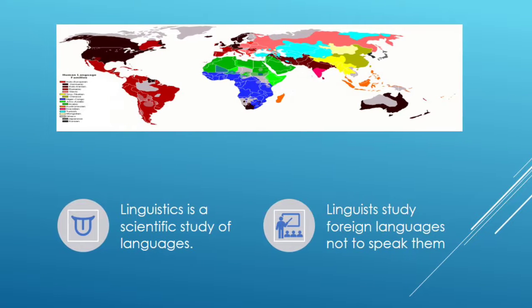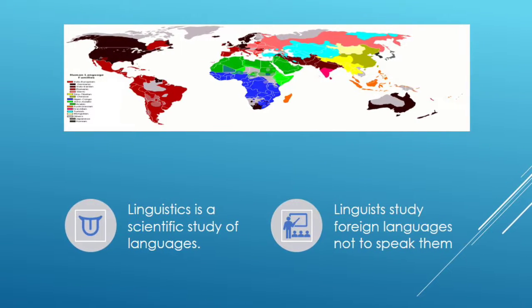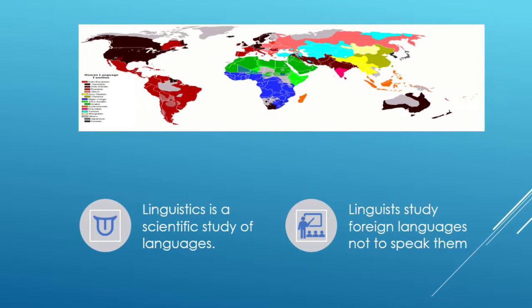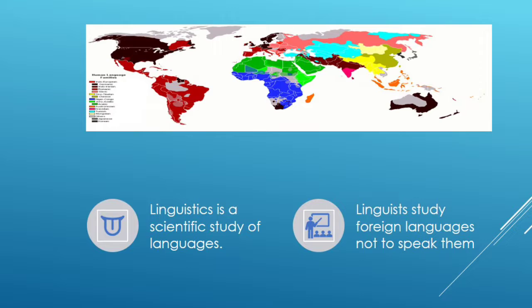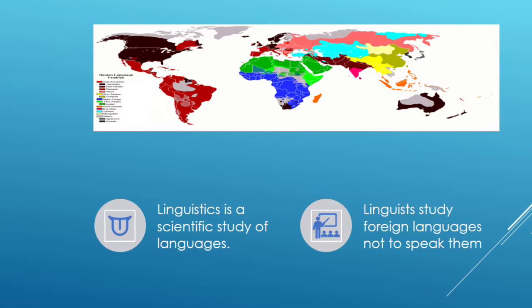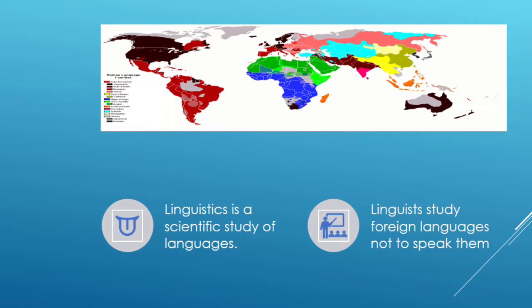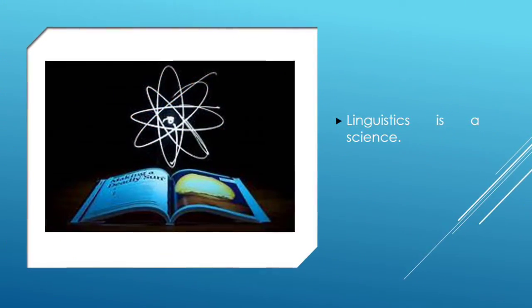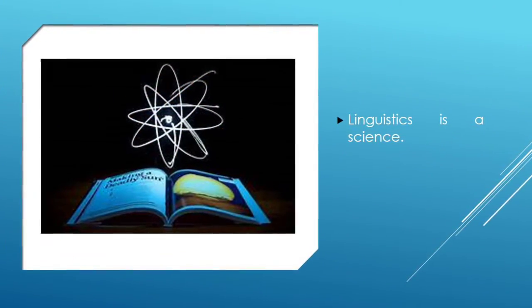Linguistics is a scientific study of languages. According to the Linguistic Society of America, linguistics is the science of language, and linguists are scientists who apply the scientific method to questions about the nature and function of language. Linguists conduct formal studies of speech sounds, grammatical structures, and meaning across all the world's over 6,000 languages.